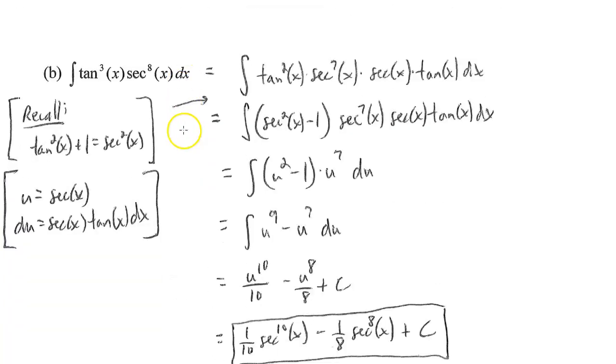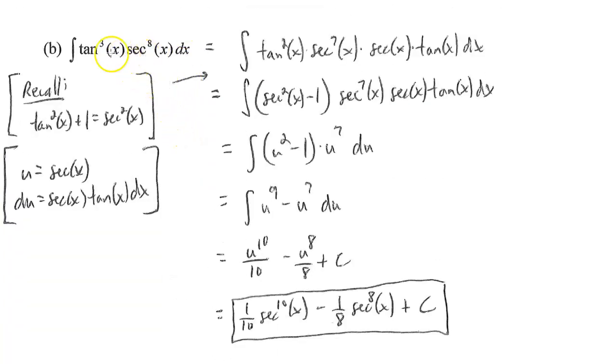And one other example like this. Notice we have tangent cubed times secant to the 8th. Well, the secant power is even, which is good, but the tangent power is also odd. So we kind of have a choice. Do we want to break off a secant squared, or, since tangent is odd, break off a secant times tangent? Since the tangent power is lower, I think it's going to be easier to break off a secant tangent, because eventually we're going to let u be secant and the du will be secant tangent.